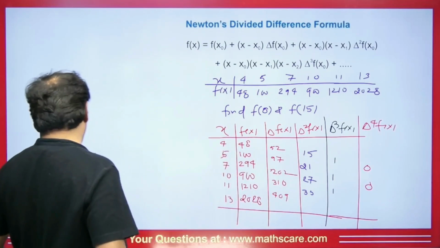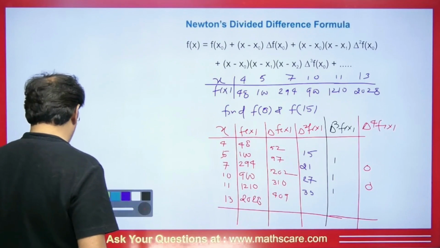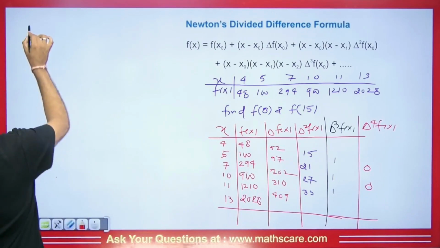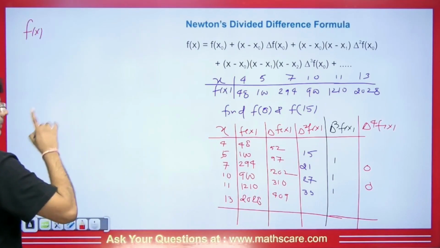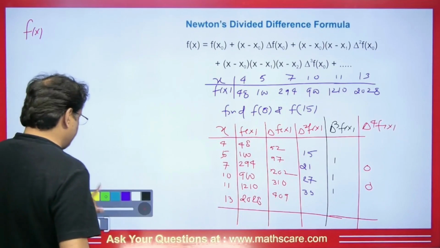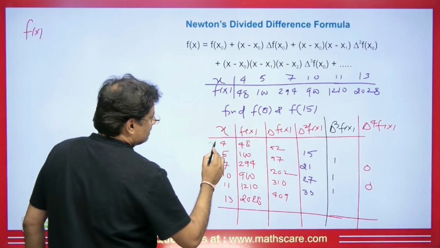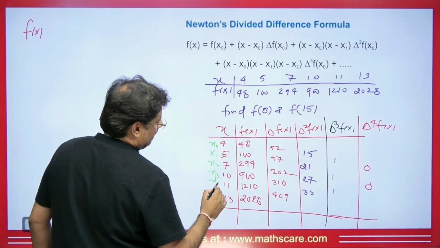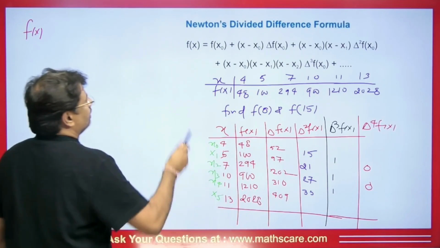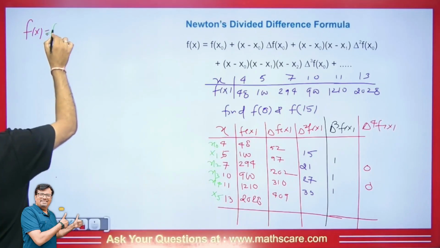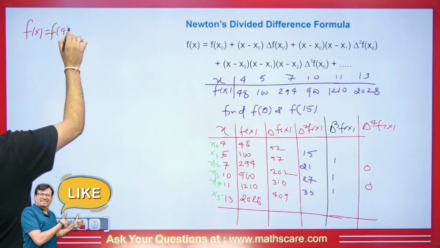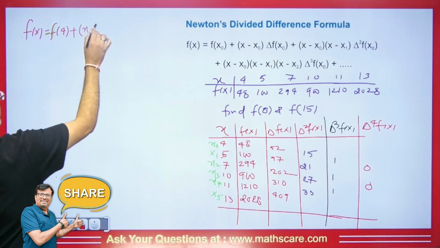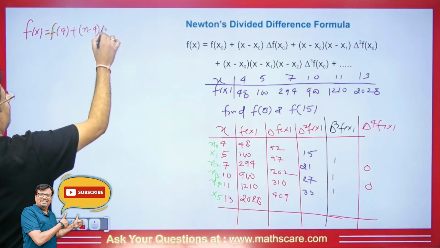Now we will use this formula. How do we use it? We need to understand this. Let's use the formula. Fx is equal to, here one more thing needs to be understood. Students, this is what we have: we have x0 and this is x1, this is x2, this is x3, this is x4, and this is x5, right? So we have x0, so what will come here? F4 will come. And plus this will come, x minus 4 into, here it will be del F4.